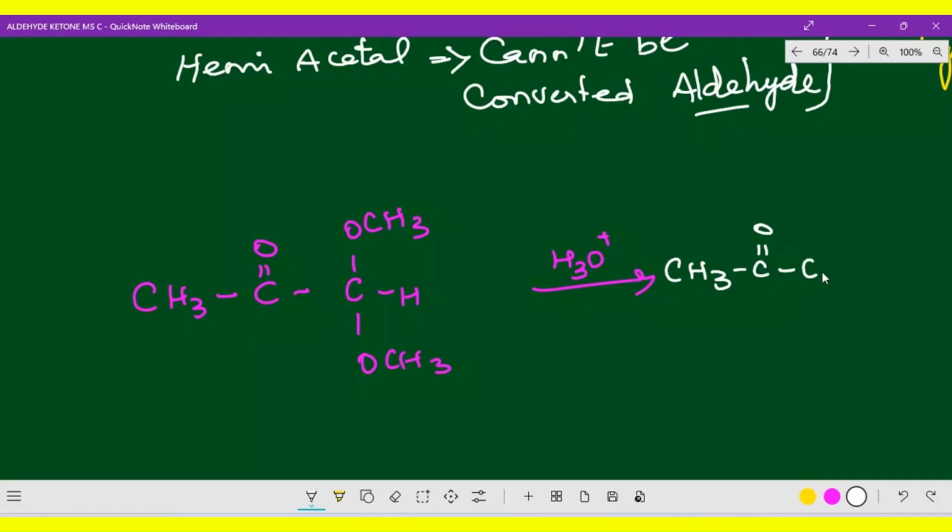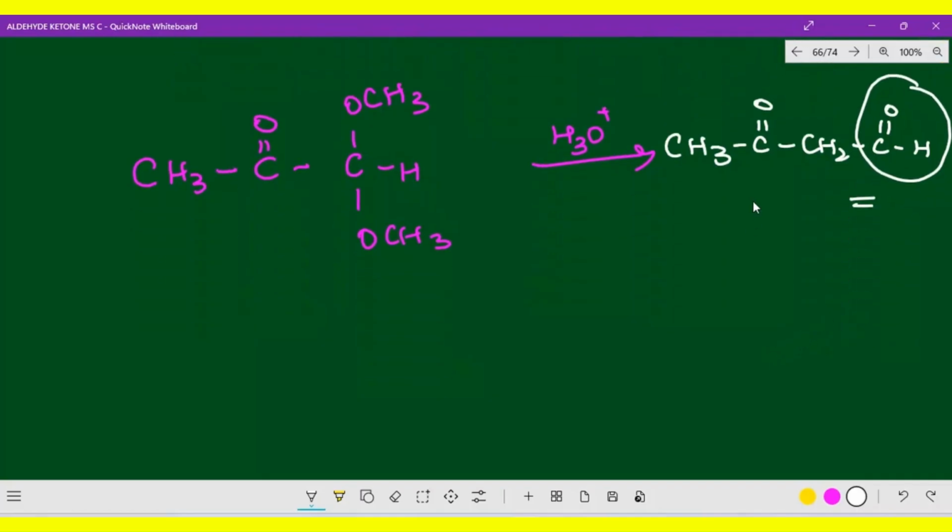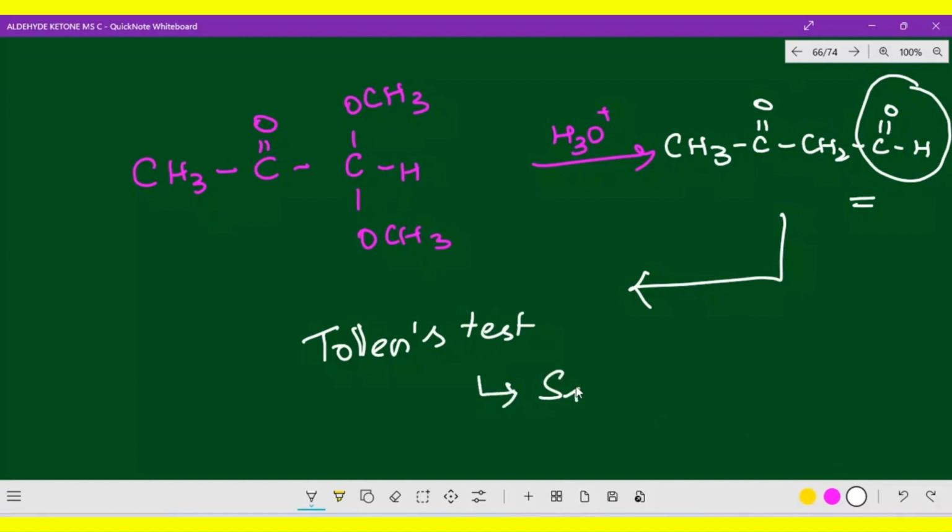Now here CH2, here C double bond O H. Now this point CH3, CH2, C double bond. So that means an aldehyde group is available. The aldehyde group will be answerable for Tollens test. So this will be answerable for Tollens test. Tollens test will be answerable for aldehyde and forms the silver mirror precipitate. The formation of silver mirror you will be getting on the side of the test tube. Okay, I hope you got the clarity.